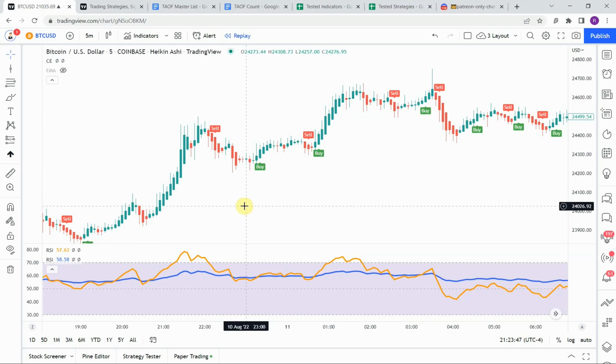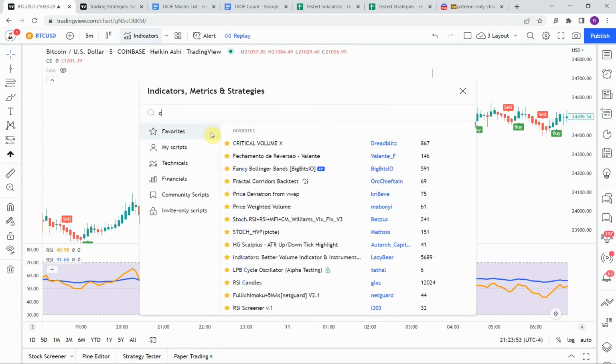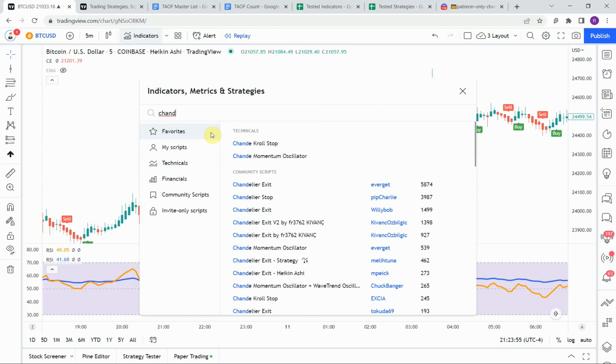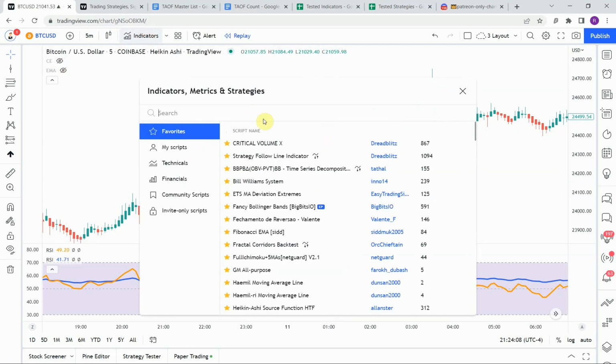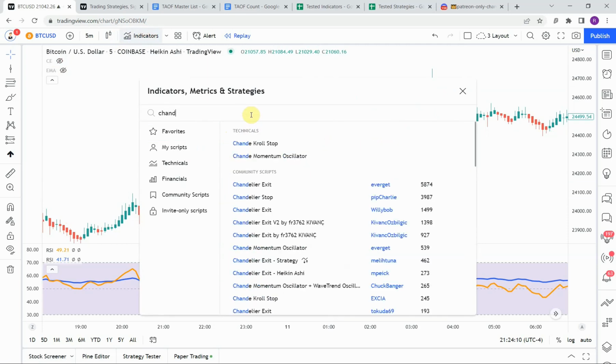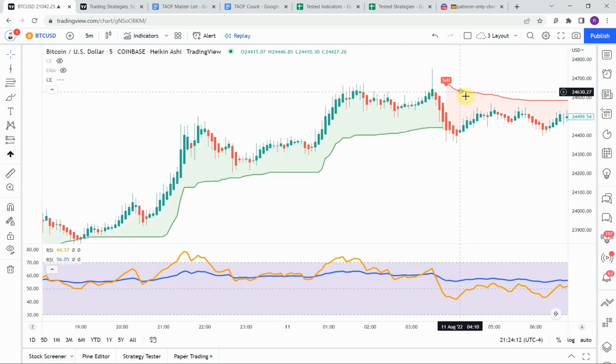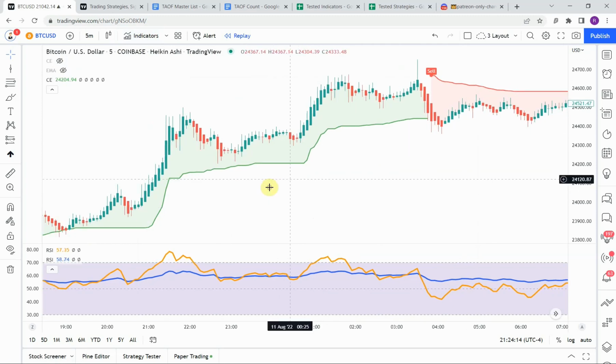So the first indicator that we're going to use is the chandelier stop. If you just start typing in chandelier, or I'm sorry, it's the chandelier exit indicator, this one right here by Everget. You'll want to put that one on screen. Now, when you put that one on screen, it will look like this right here, kind of like the super trend.